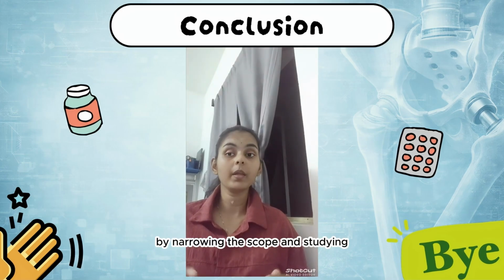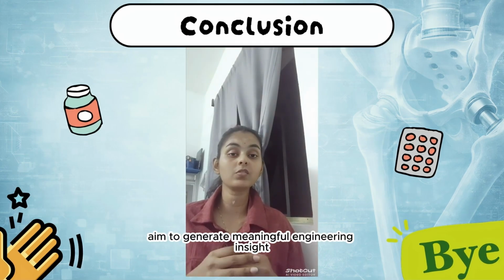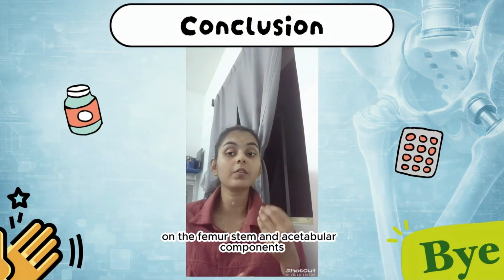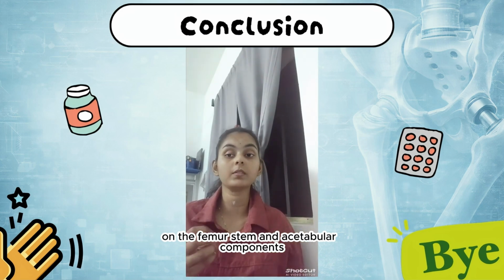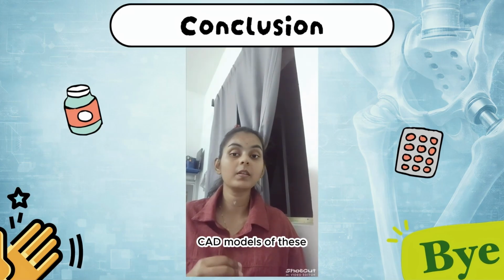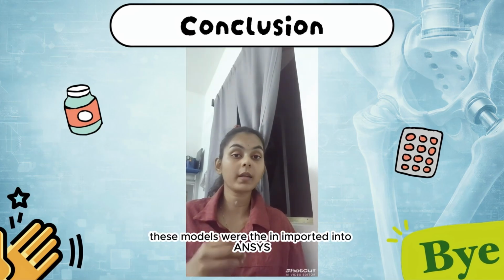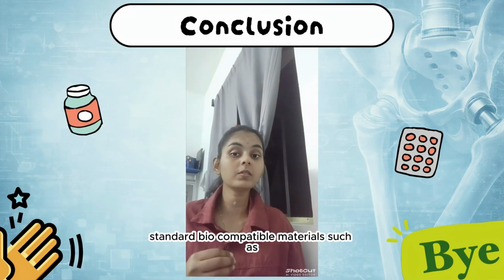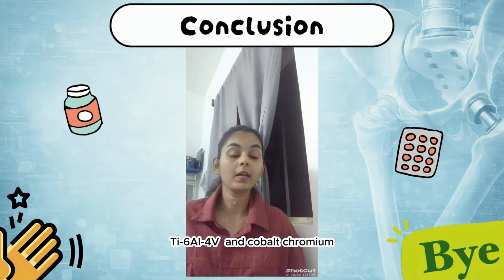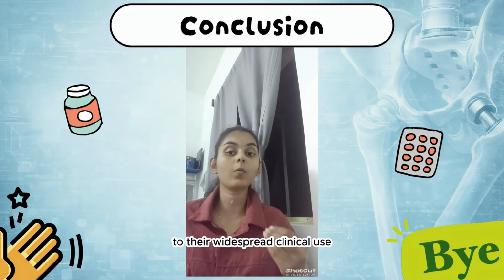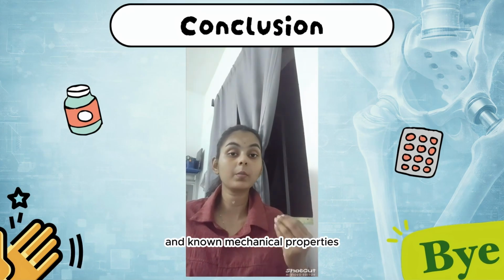By narrowing the scope, the study aims to generate meaningful engineering insight. Within the context of the student level project, the project focuses on the femur, stem, and acetabular components, where different design variations and biomaterials are evaluated. CAD models of these components were imported into ANSYS for finite element analysis. Standard biocompatible materials such as Ti-6Al-4V and cobalt chromium molybdenum alloys were considered due to their widespread clinical use and known mechanical properties.